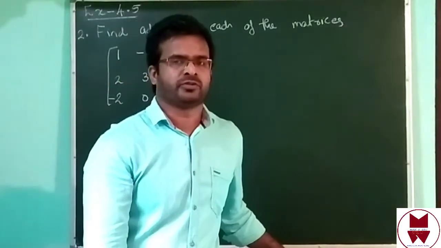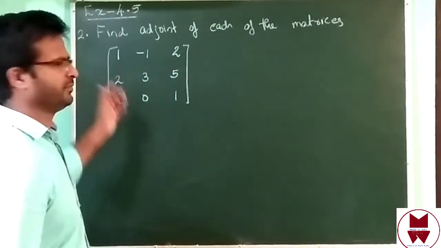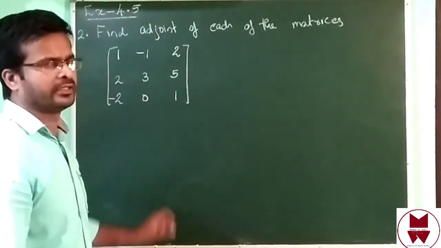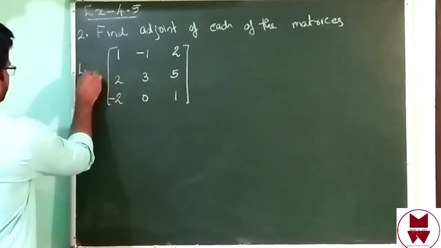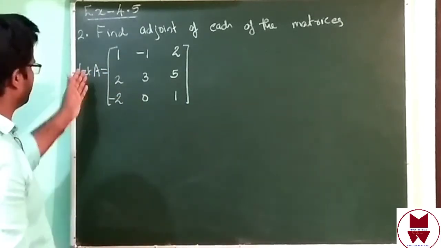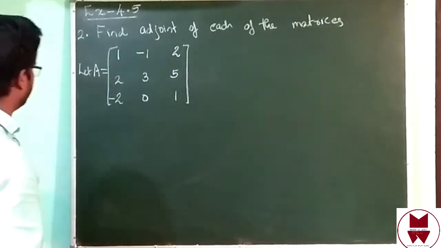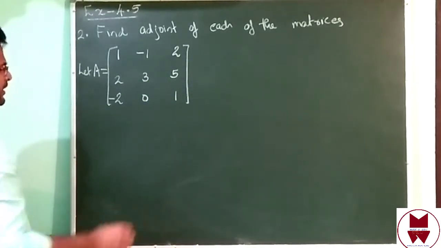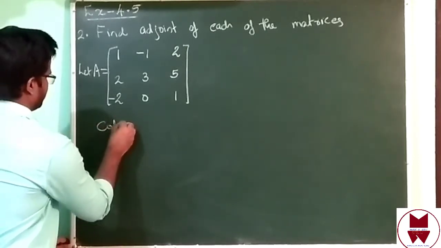Now we can see question number 2. Find the adjoint of each of the matrices. Same, we have to find the adjoint of this matrix. First step, give it a name. Let A equal to A, B, anything you can give. I just give A. Capital letter A equal to this matrix. And then first find all the cofactors. We can write the cofactors.